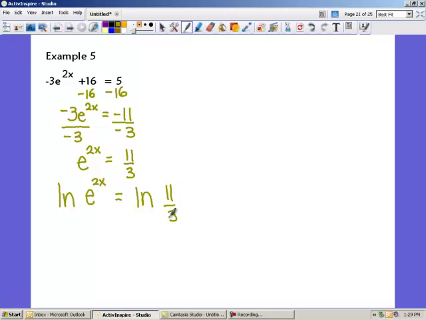So now that we have done that, these cancel and the 2x will come down. And then we can take the ln of 11 over 3. You can get your decimal number and then divide it by 2. So the ln of 11 over 3, I'm just going to write this. And then divide everything by 2. And the answer that I get is around 0.65.